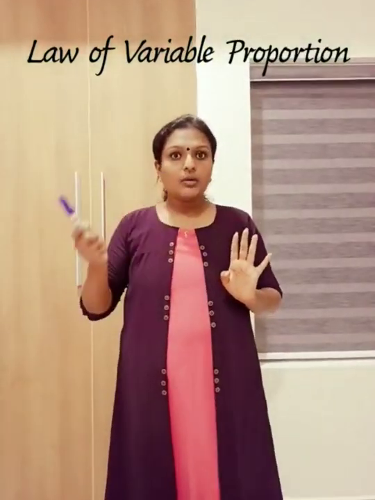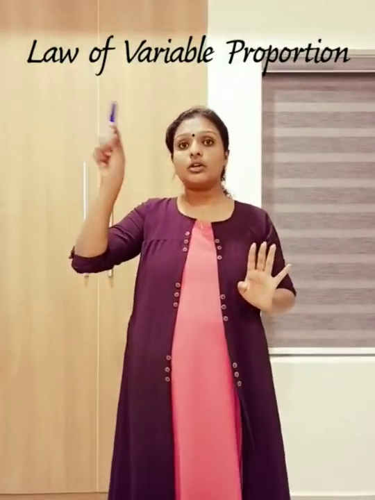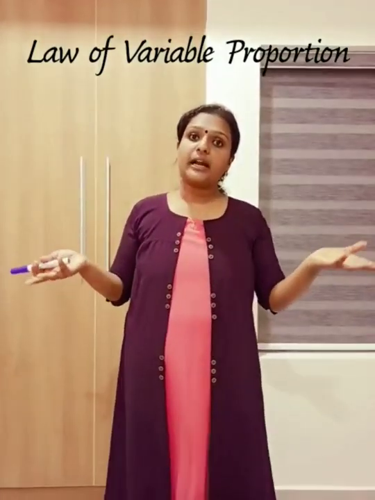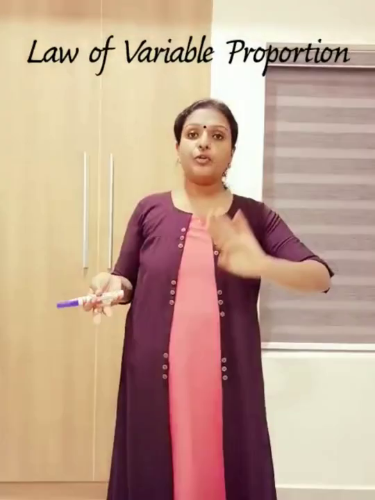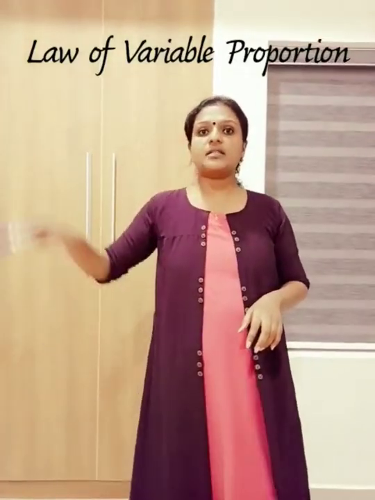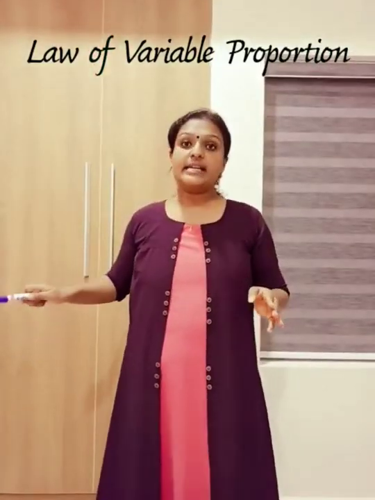Now what happens? MP is 0 now. In the 10th unit of labor, he has nothing to do. So only 9 people are needed to work in that machine. If you put the 10th man in that, he has nothing to do. So his MP has turned 0. He is not producing anything. So ultimately TP starts falling and MP starts to go negative.